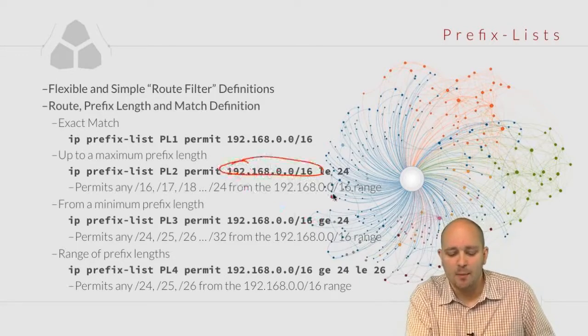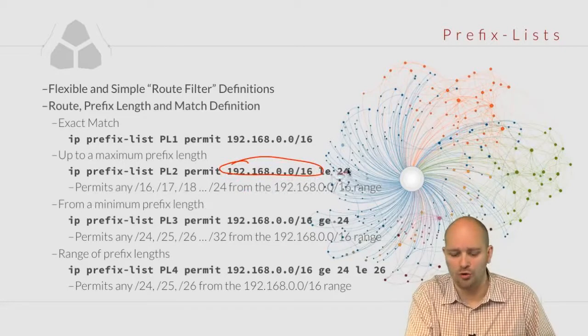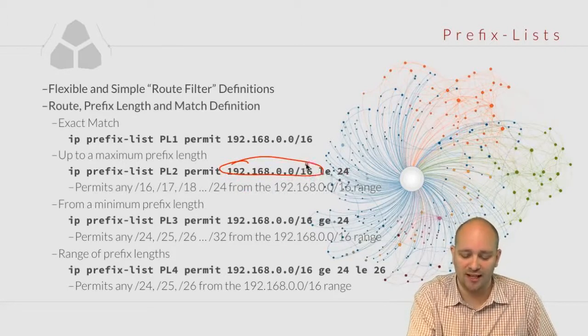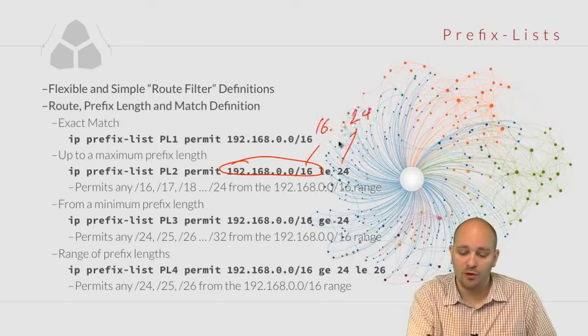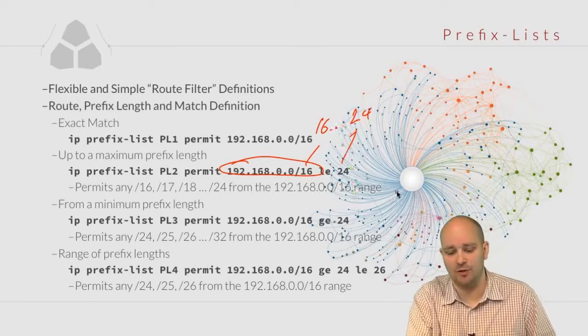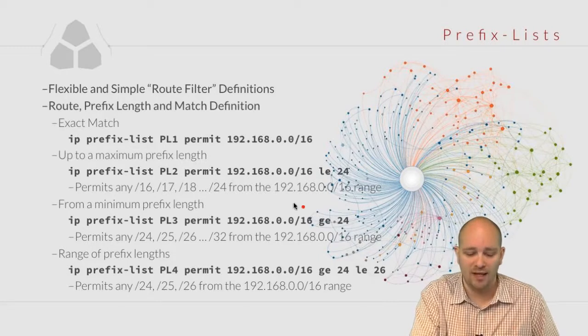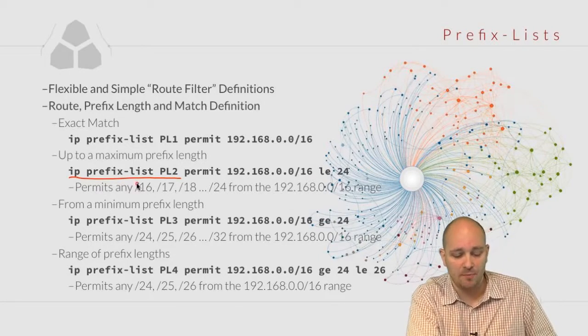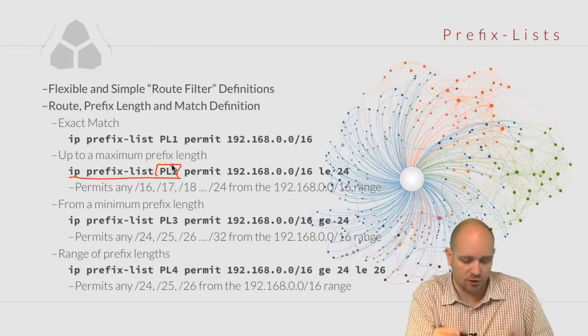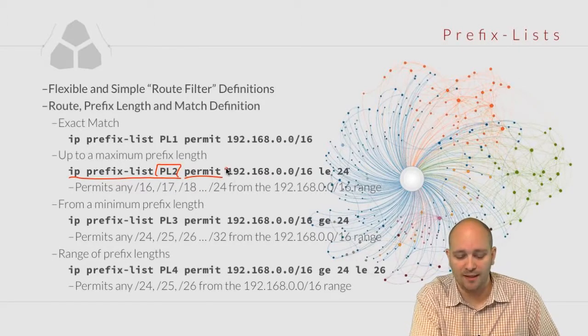But let's say that what we wanted to do is match the routes from the 192.168.0.0/16 range, but we didn't want to allow all the routes. We wanted to allow only those routes that have the range of prefix lengths from /16 to say /24. So we want to allow only those prefixes that fit into this category. If we wanted to do this, this would be a prefix list that we would use. And we can see here IP prefix list PL2, so we are just giving it a name.